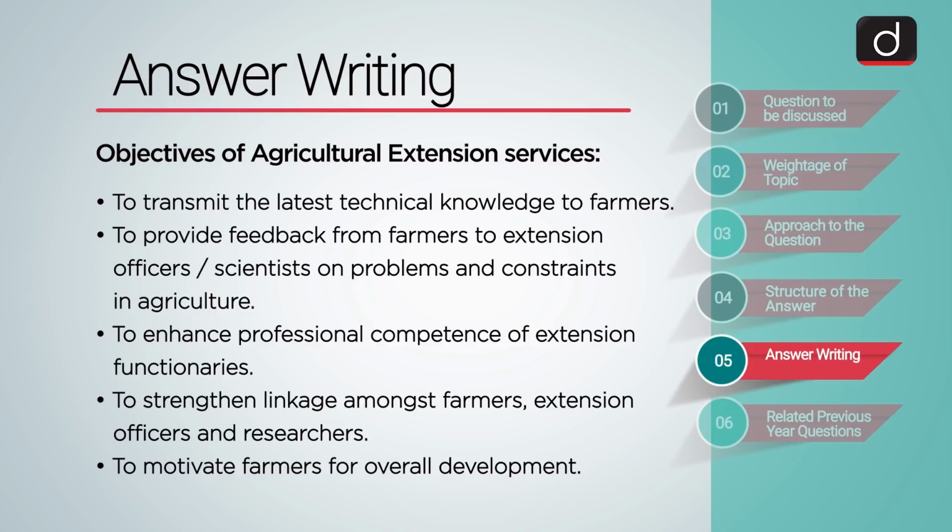Now let us focus on the main objectives of agricultural extension services. The objectives include to transmit the latest technical knowledge to farmers, to provide feedback from farmers to extension officers and scientists on problems and constraints in agriculture, to enhance professional competence of extension functionaries, to strengthen linkage amongst farmers, extension officers and researchers, and to motivate farmers for overall development.